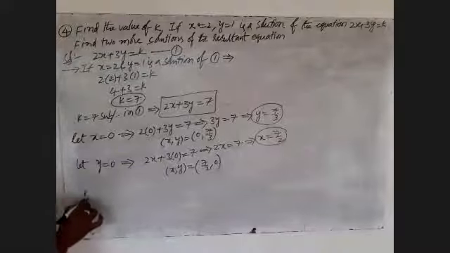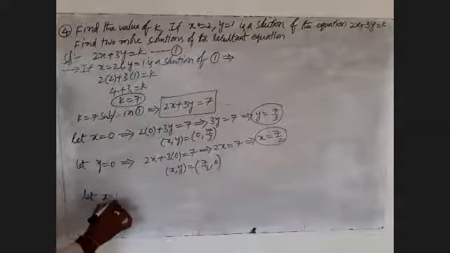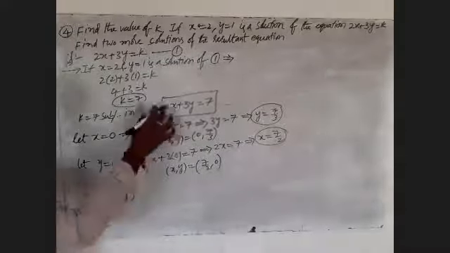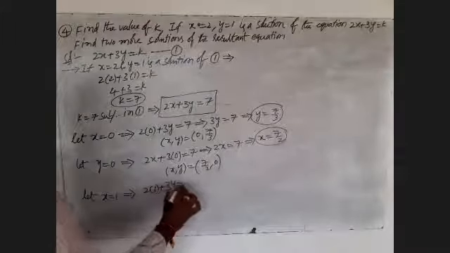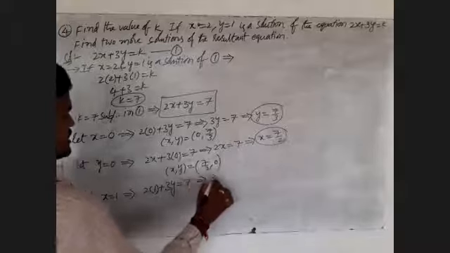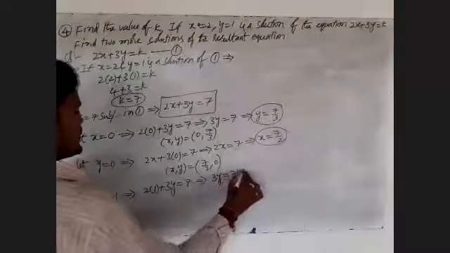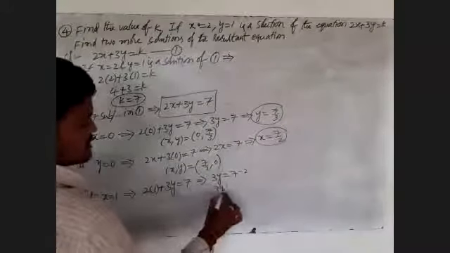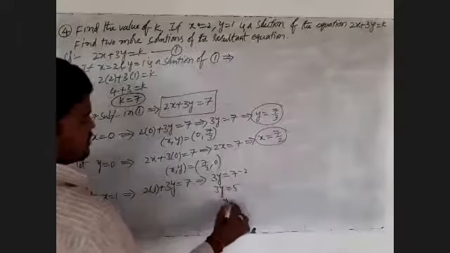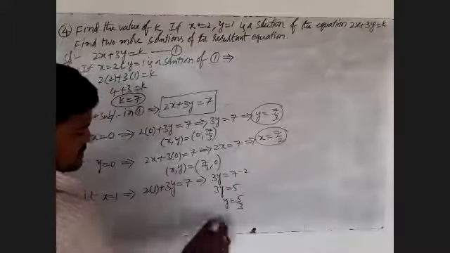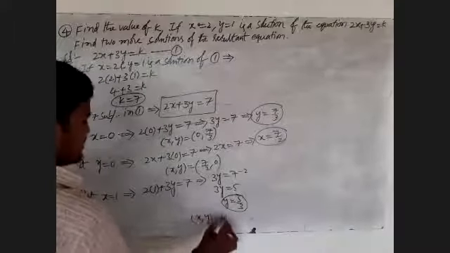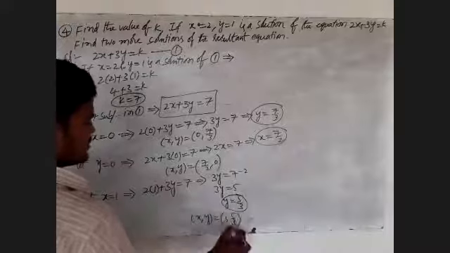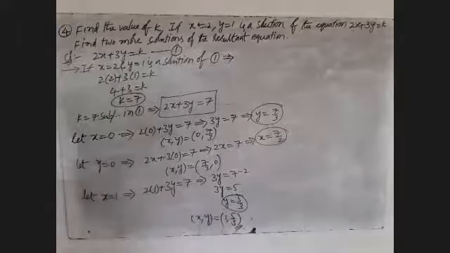Now I am going to the third one, that is x is equal to 1. We will substitute in this given equation. I will write 2 into 1 plus 3y is equal to 7, that is 3y is equal to 7 minus 2. 7 minus 2 is 5. So y is 5/3. Finally we have to write the ordered pair (x, y) is (1, 5/3).